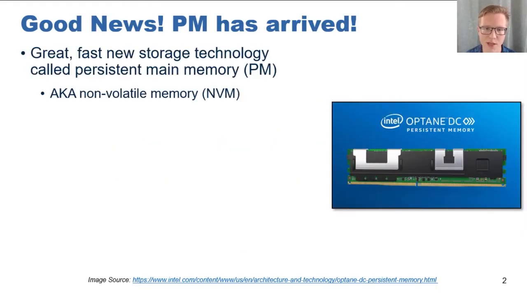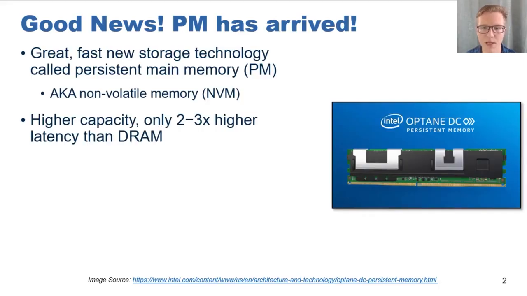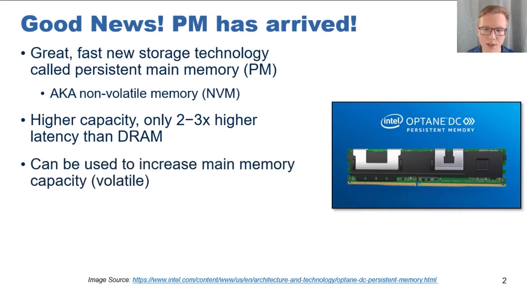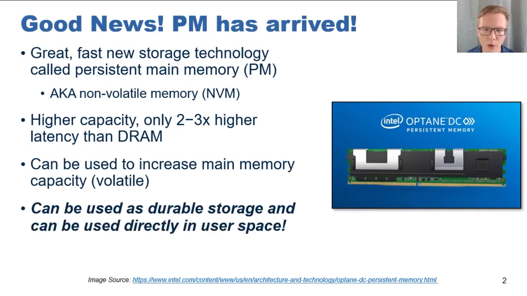So at last, Intel has made persistent main memory commercially available. This is a higher capacity main memory technology which resides in the memory bus alongside traditional DRAM, providing a large pool of memory at only 2 to 3 times higher latency. This new technology has two main potential uses. First of all, it can be used to simply increase the size of volatile main memory, or it can be used as durable storage due to the non-volatile nature of the underlying medium.